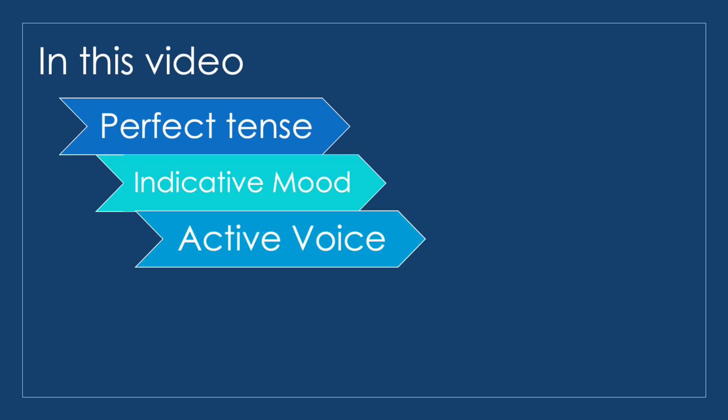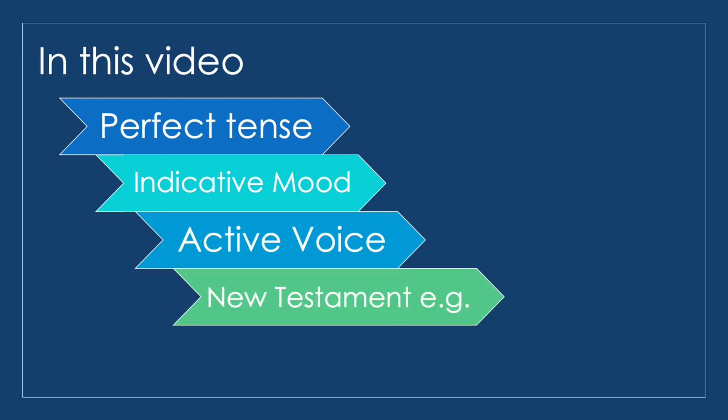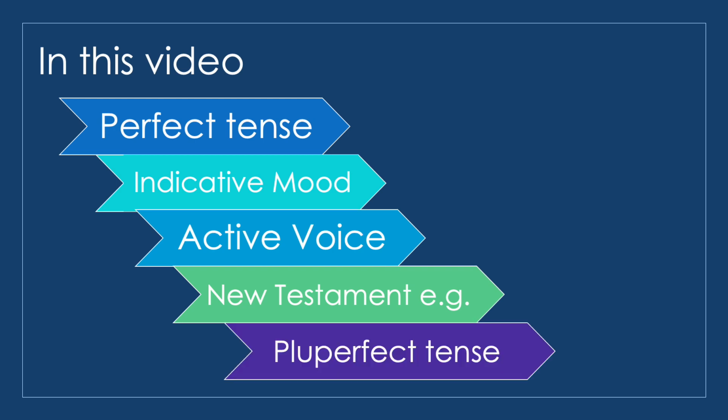Today we will cover only the active voice. We will come back to looking at middle and passive in the perfect tense. I will give you a few examples of perfect words from the New Testament, and I will also mention briefly the pluperfect tense, which is a separate form of the perfect tense. It only occurs 86 times with 31 different words in the New Testament, so we won't spend a lot of time on it, but I will just mention it.